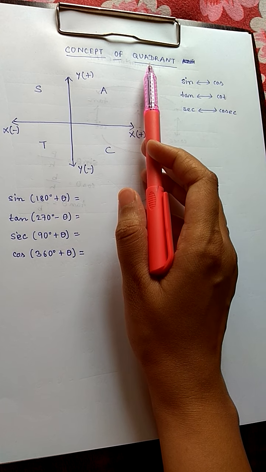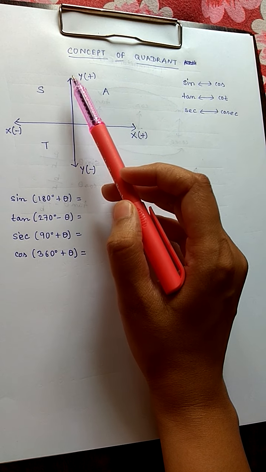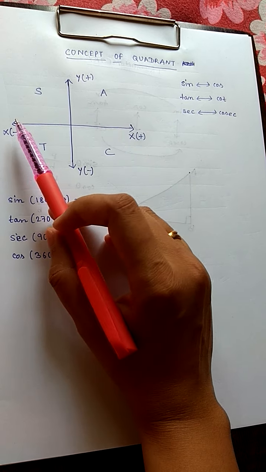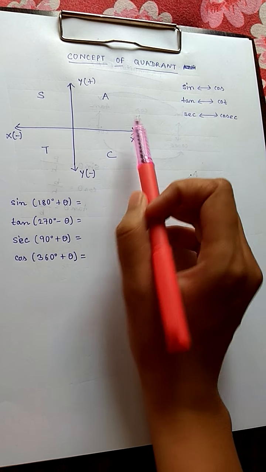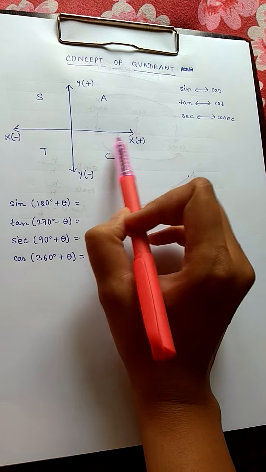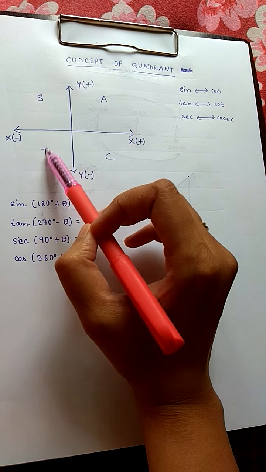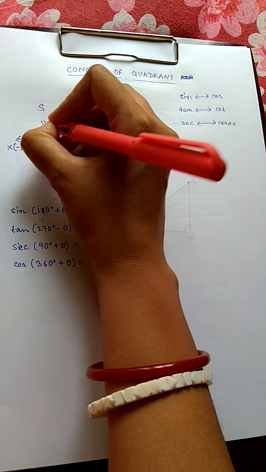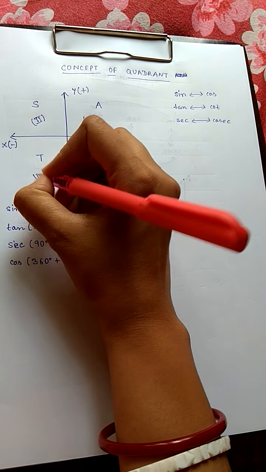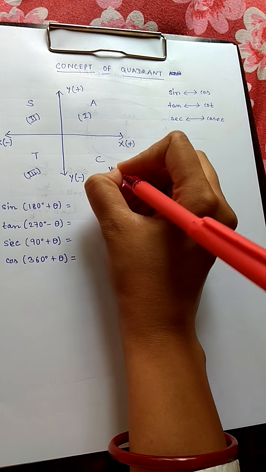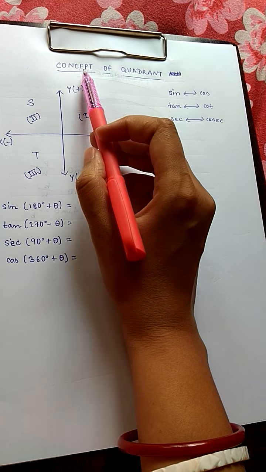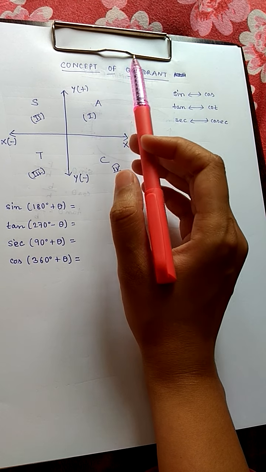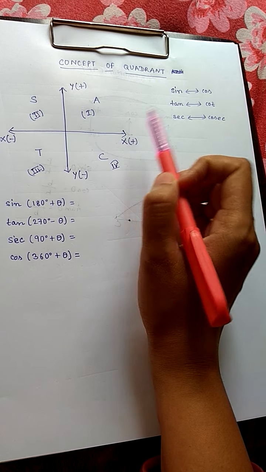So now I am coming to my third video, which is related to the concept of quadrant. Before understanding quadrant, we will draw the x-axis and y-axis in a plane, and after drawing them, the plane is divided into four parts, that is, four quadrants. This is quadrant 1, quadrant 2, quadrant 3, and quadrant 4. We need this concept of quadrant to find various values of angles of the different trigonometric ratios.